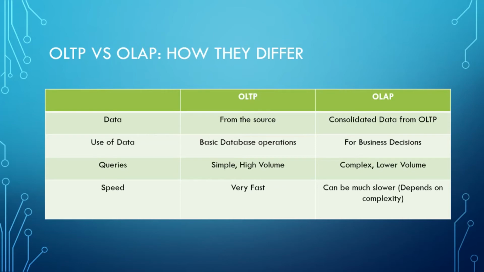Queries into OLTP databases are short, simple, but very high in volume, while queries into OLAP databases are long, complex, and less frequent. The speed of queries into OLTP databases is very quick, while queries into OLAP databases can be much slower, sometimes taking hours if they're very complex.